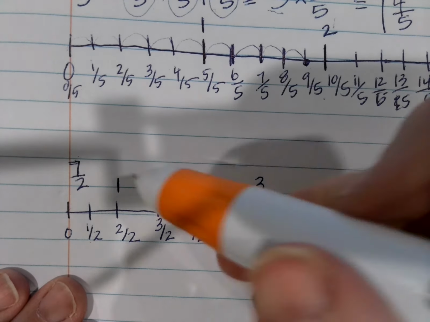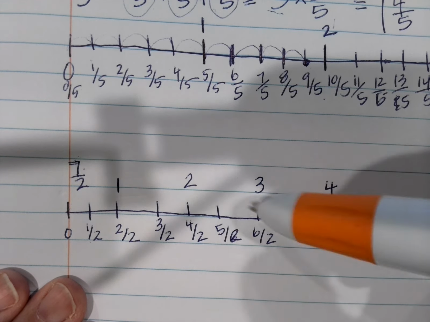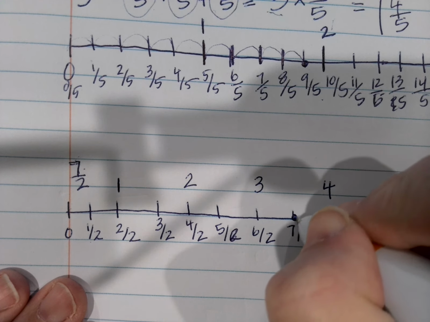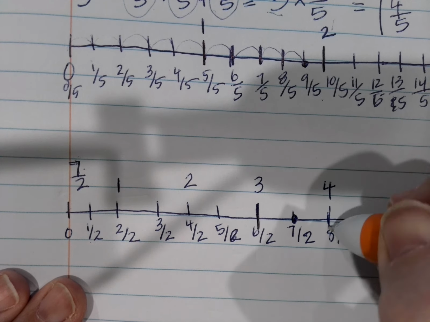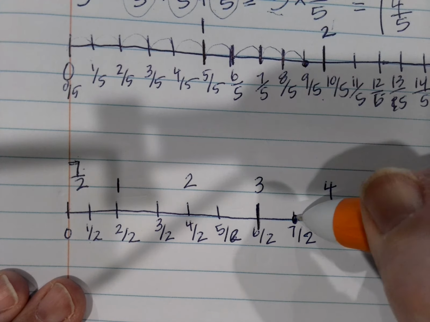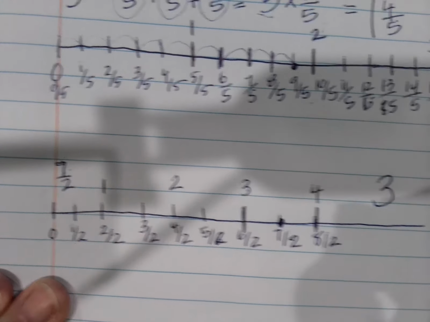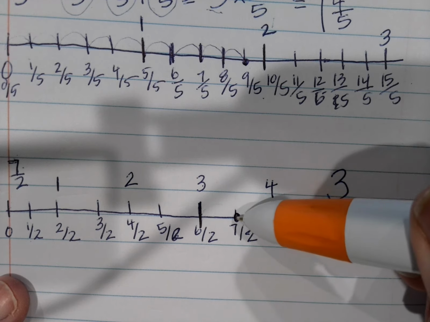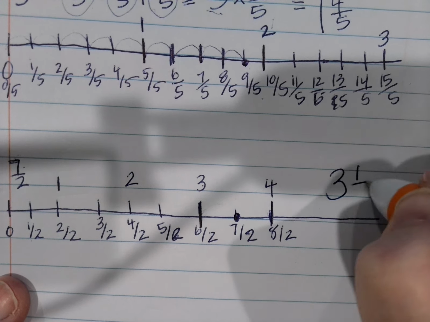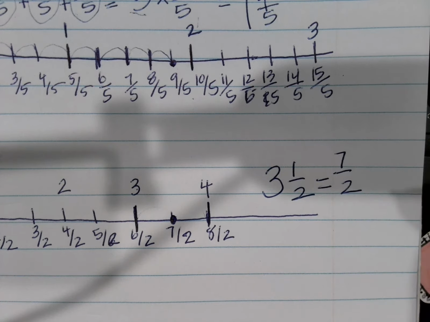Okay, so we are going to go 7 jumps. 1, 2, 3, 4, 5, 6, 7. And we land right here. So the intervals we're looking at are here to here. Okay, we landed after the 3, but before the 4, so our whole number is 3. And there's only 2 intervals here. And so we hit 1, so this would be 1/2. 3 and 1/2 is the same as 7 halves.